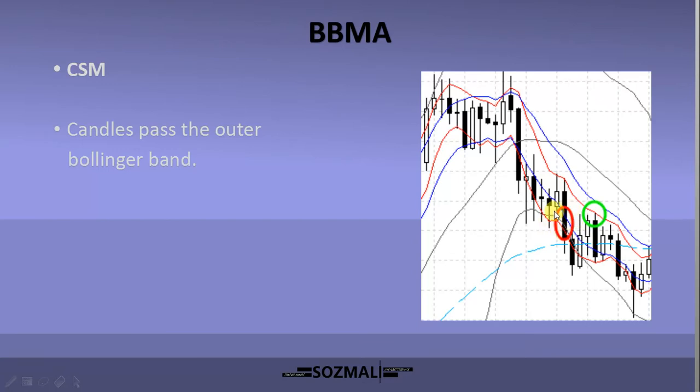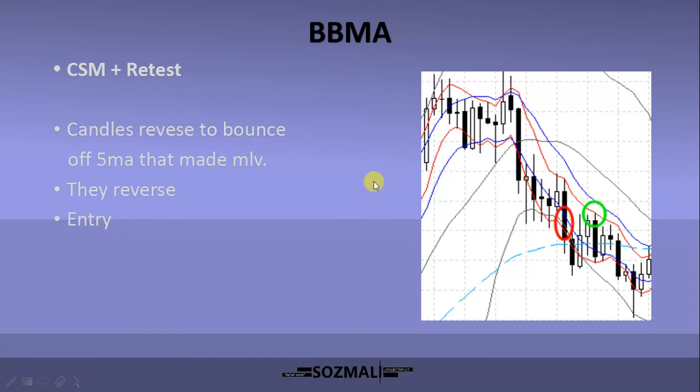Anyway, it makes CSM, and it comes back up for another retest, right? And you take another trade. Now this is the last trade you will take, and it's quite advisable to take on the retest trades. It's quite advisable to take profits once the chart reaches the opposite side moving averages. So yeah, this is basically it. This is the basics of the BBMA.